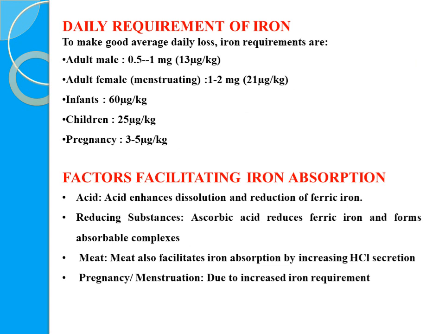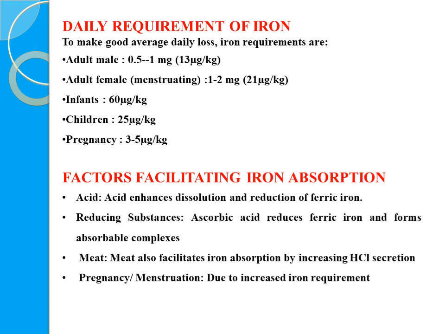Daily requirement of iron. To make up the average daily loss, iron requirements are, for male adults, 0.5 to 1 mg or 13 microgram per kg. For adult females or menstruating females, the requirement is about 1 to 2 milligram or 21 microgram per kg. For infants, 60 microgram per kg of iron is needed. For children, 25 microgram per kg of iron is needed, and for pregnant women, 3 to 5 microgram per kg of iron is required.